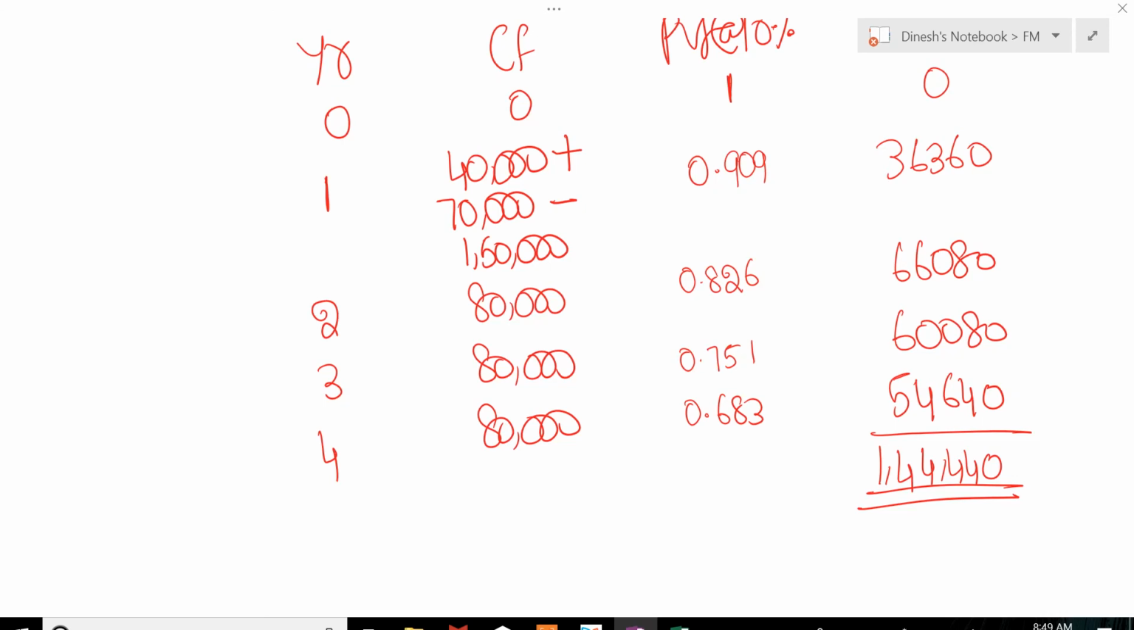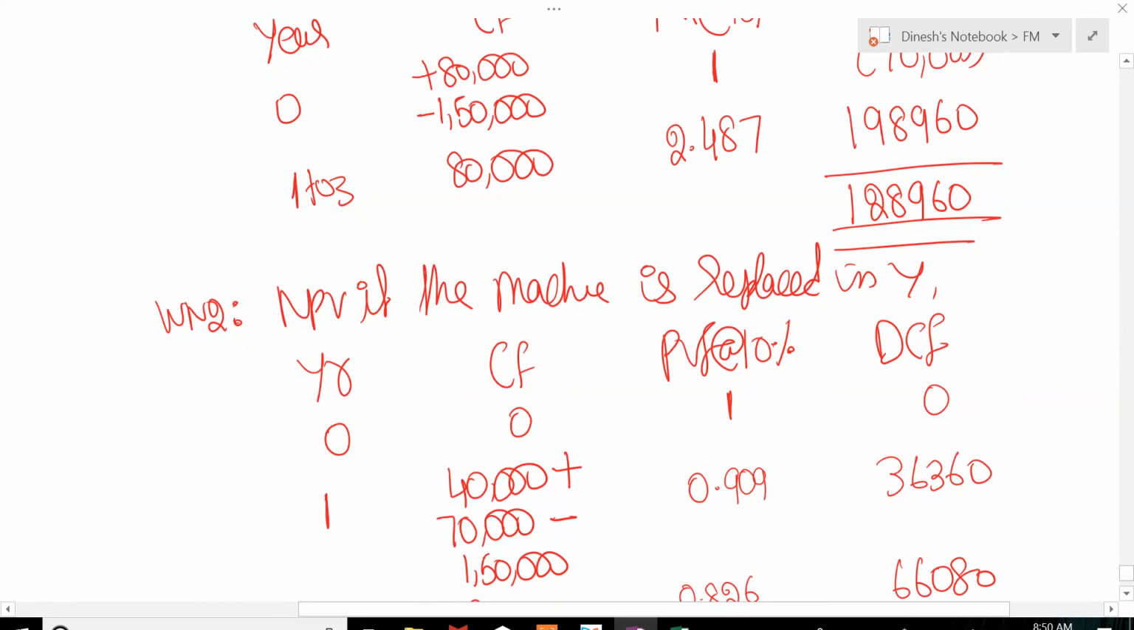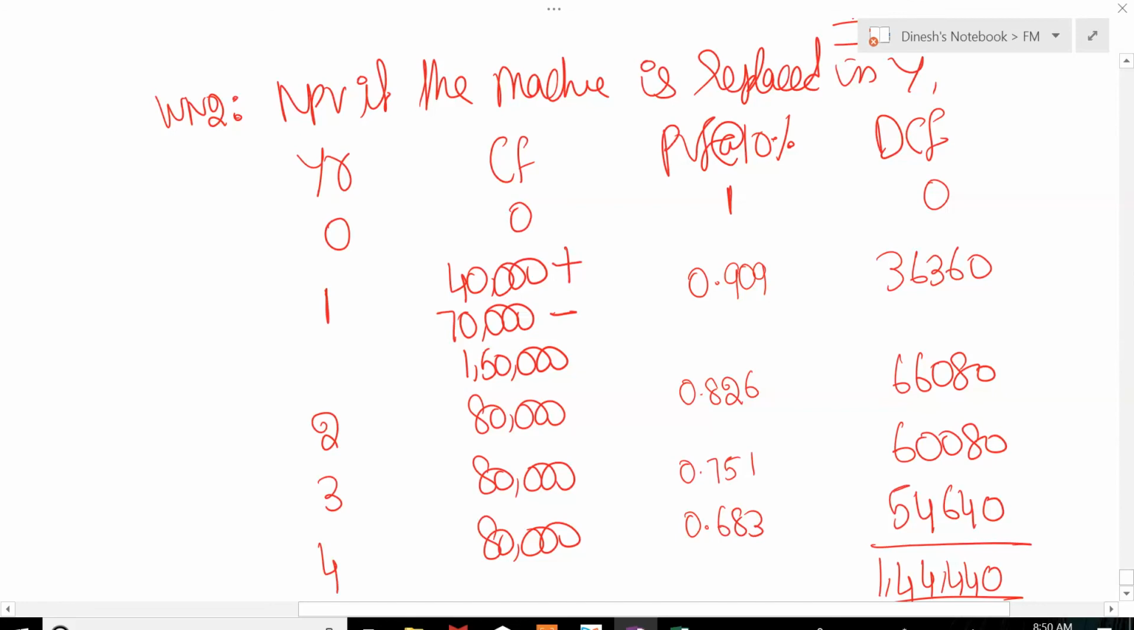Any doubts on 1,44,440? Clear, can we proceed? Okay, now please listen. Prima facie it may look like that it is to be replaced in year 1 because 1,44,000 is better than 128. But we ignore one critical aspect. Option 1, the NPV is 128 in 3 years. Option 2, the NPV of 144 is in 4 years. So both are ideally not comparable, and to make them comparable you will have to calculate EAB, because the first option is only for 3 years, the second option is for 4 years. So I cannot compare them. If I make a comparison like this, it will lead to wrong decision.